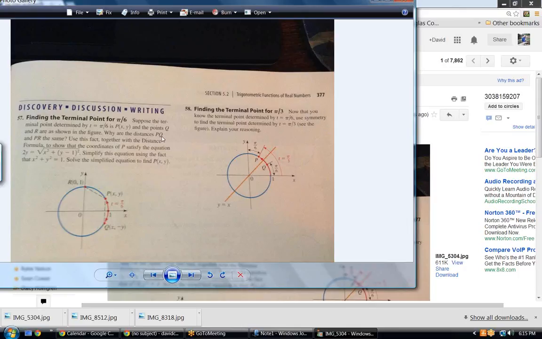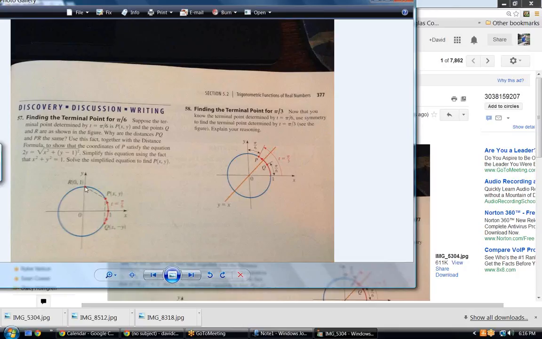Why are the distances PQ and PR the same? Suppose the terminal point and the points P and Q are shown in the figure. Why are the distances PQ and PR the same? Because the distance formula gives the same answer. Probably. In other words, the distance between P and Q is 2y, right? You see that? Y minus minus y, so it's 2y.